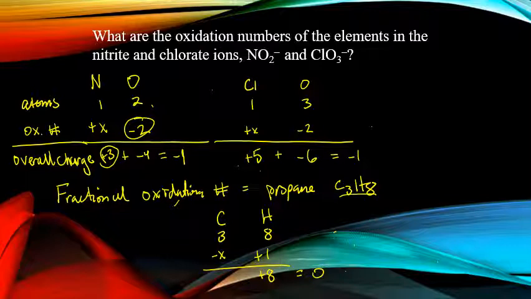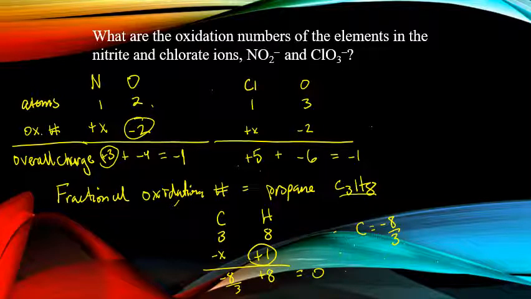So now at this point, I have a total of -8 to equal the X value. However, I have 3 atoms that it's being assigned to, so I can divide that by 3. So I have a fractional oxidation number of negative 8/3 for carbon, to go along with the positive 1 for hydrogen. That's okay.